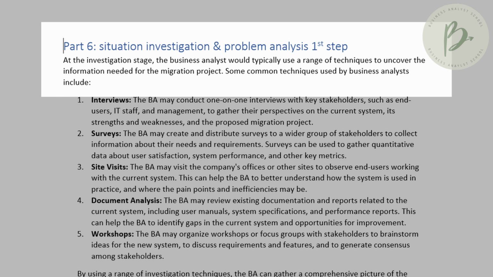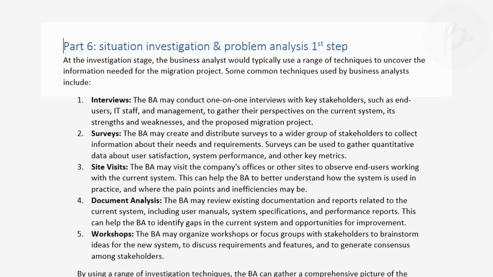And within this stage, what exactly is the business analyst doing here? Okay, we're gathering the information about the current in-house CRM system, our project that we're delivering, okay? We're also looking at the various business processes that rely on this system and the reasons for the planned migration to the cloud-based system. That's our problem analysis.